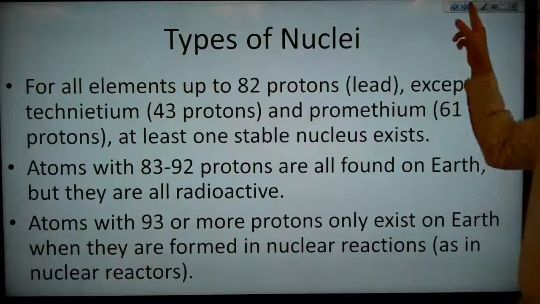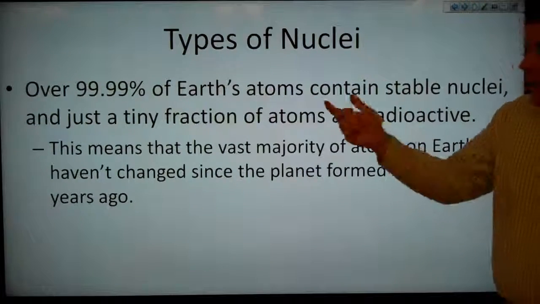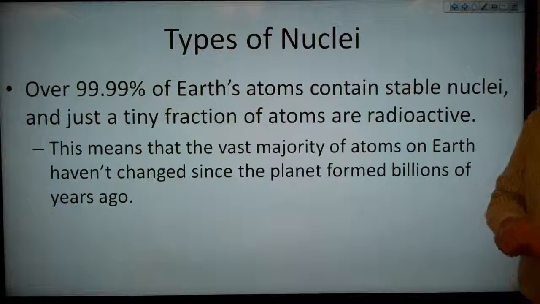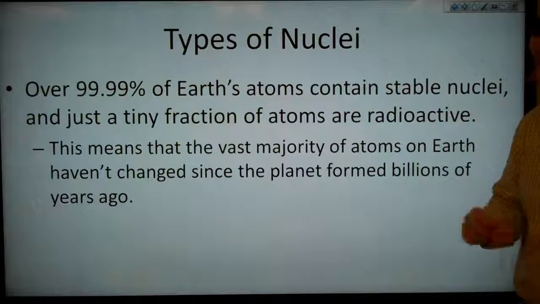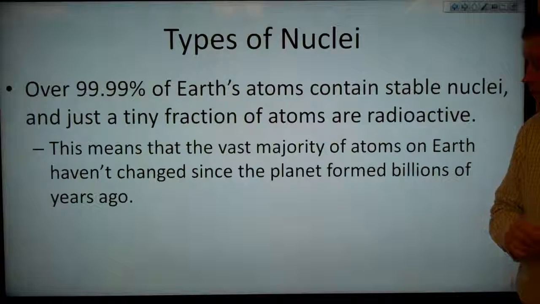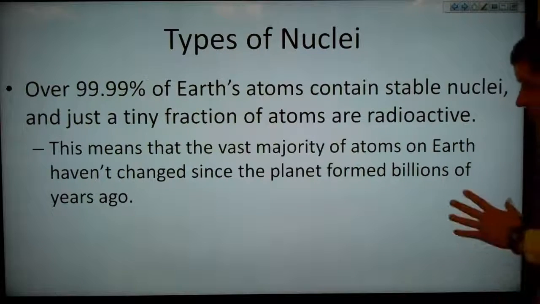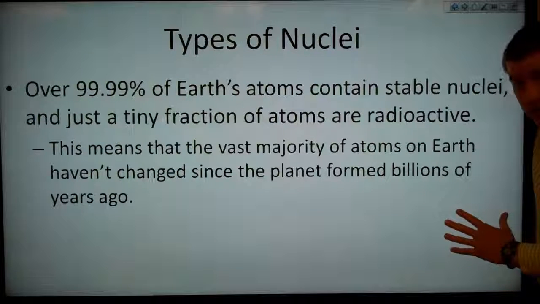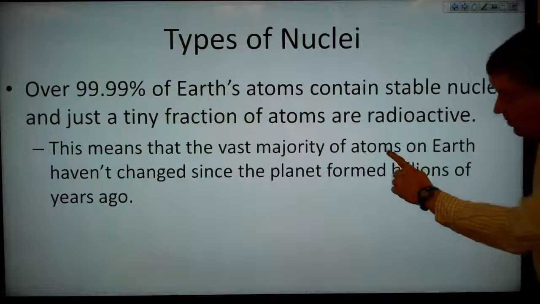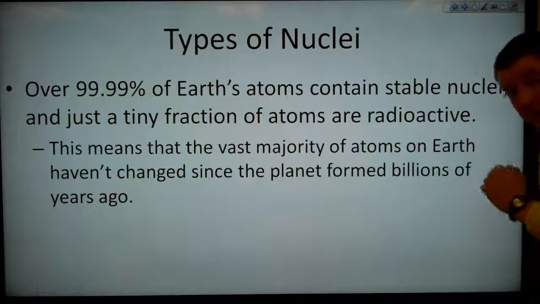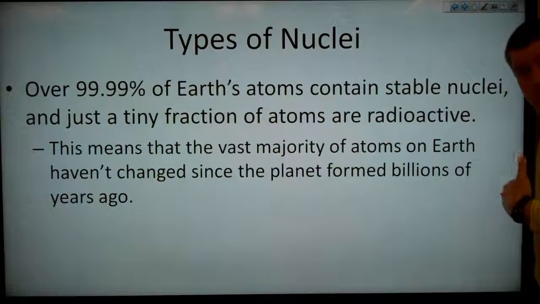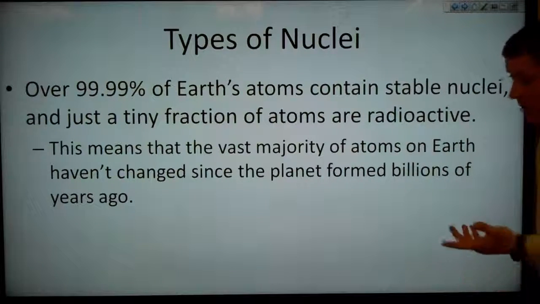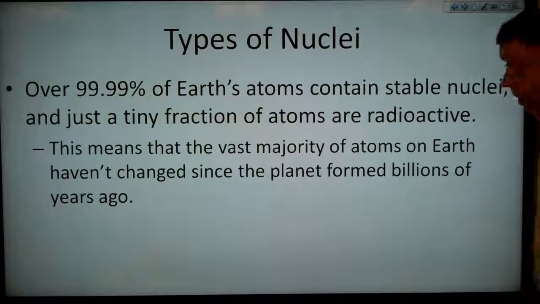Now, over 99.99% of Earth's atoms contain stable nuclei, and just a really tiny fraction of atoms are radioactive, which means that the vast majority of atoms on Earth haven't changed since the planet formed billions of years ago. Or rather, the vast majority of nuclei on Earth. The atoms themselves may have changed. They may have gained or lost electrons many, many times over the years, but the nuclei themselves haven't changed.